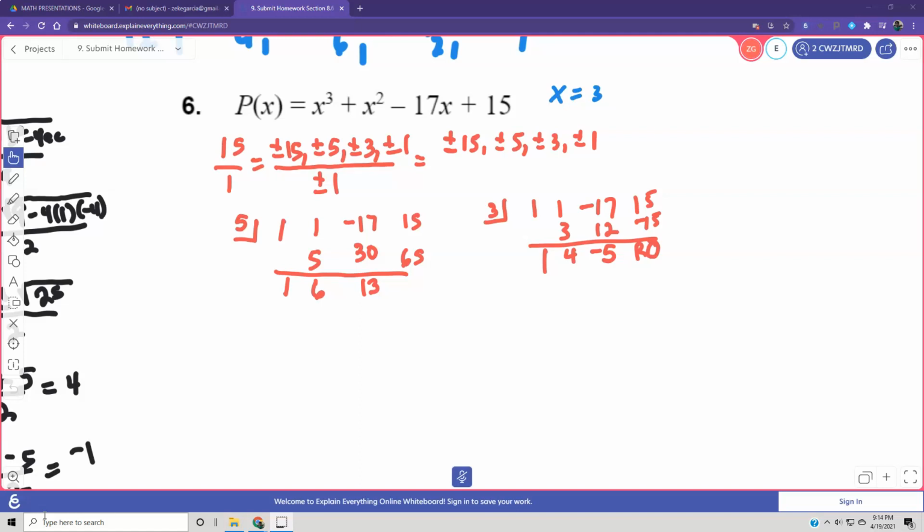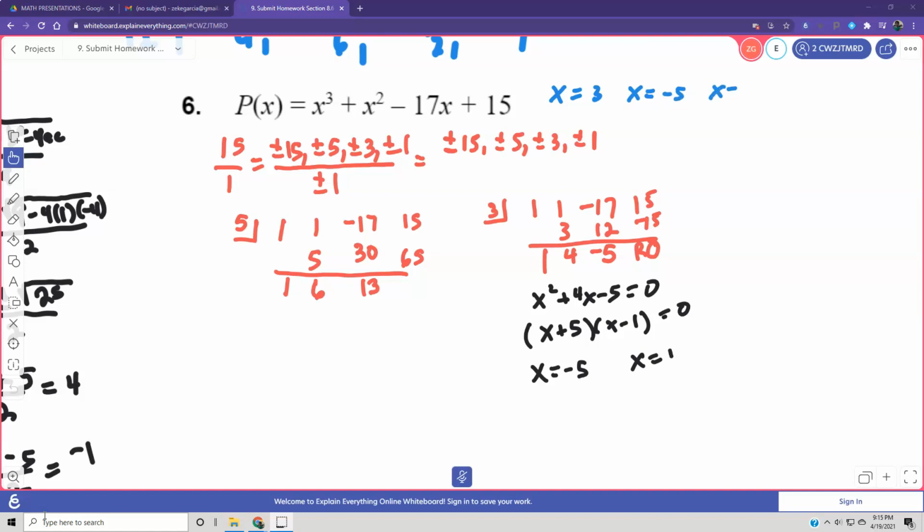So now let me write down the polynomial. We have x squared plus 4x minus 5 equals 0. We can solve this by factoring. We have x plus 5, x minus 1. So x equals negative 5, and x equals 1. So our solution is x equals 3, x equals negative 5, x equals 1.